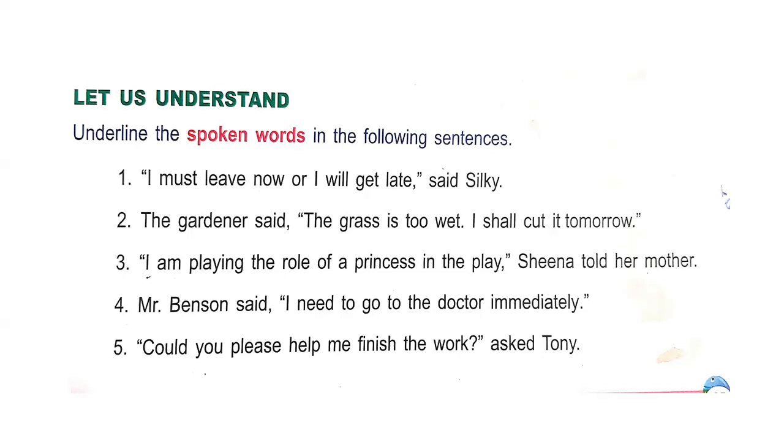Same is the case for other sentences. The spoken words are written between inverted commas. The gardener said, "The grass is too wet. I shall cut it tomorrow." The whole speech of the gardener is between inverted commas. "I am playing the role of a princess in the play," Sheena told her mother. The words of Sheena are spoken words.